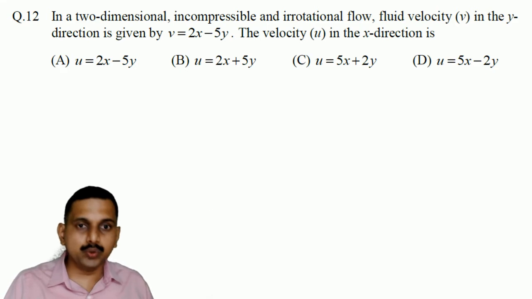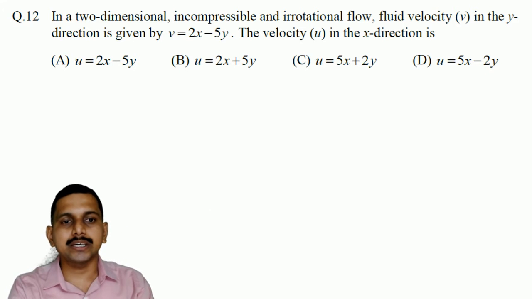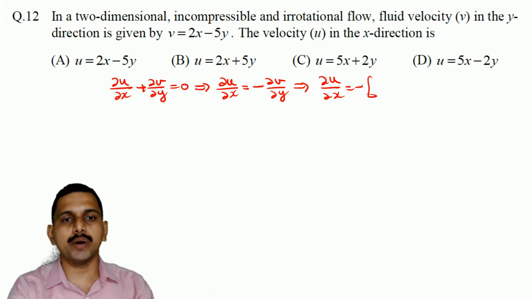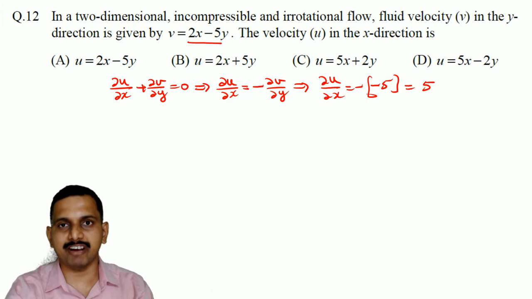Now, since it is a two-dimensional flow, I can write the continuity equation as ∂u/∂x plus ∂v/∂y is equal to 0. This implies my ∂u/∂x is equal to minus ∂v/∂y. Here ∂v/∂y is minus 5, and since that is the case, we get ∂u/∂x as 5.